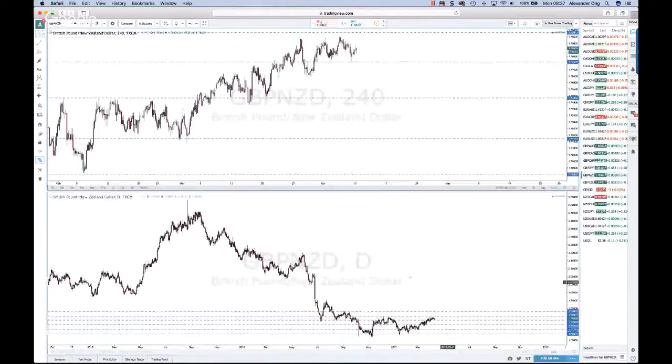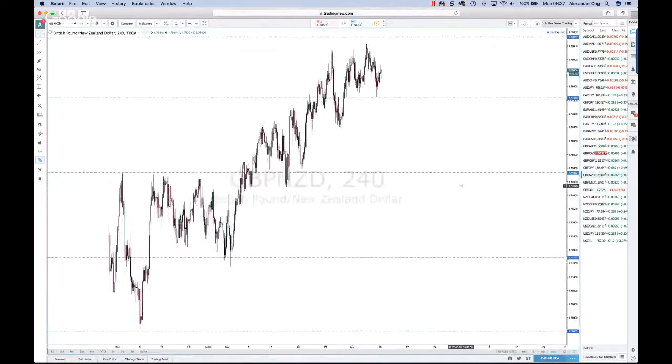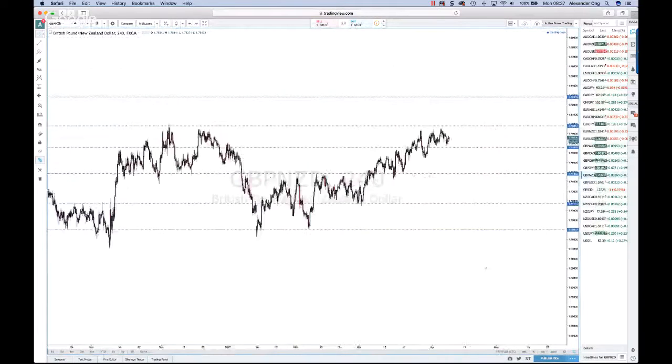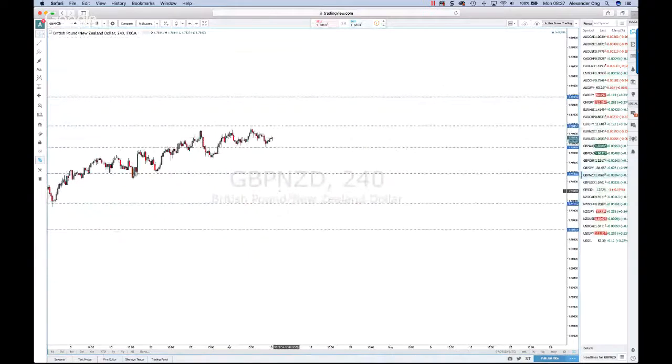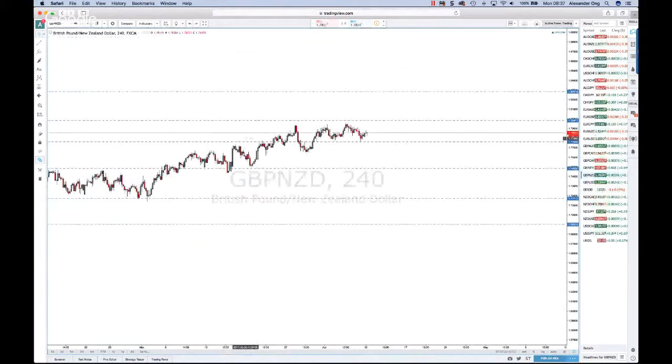Looking at the pound New Zealand, well, all of the pound pairs are pretty much carbon copies. We know they've all been in long-term downtrends. The question is being able to find the direction in the near term. And I think the direction here is, let's just pull back from that level here. I think we go short.